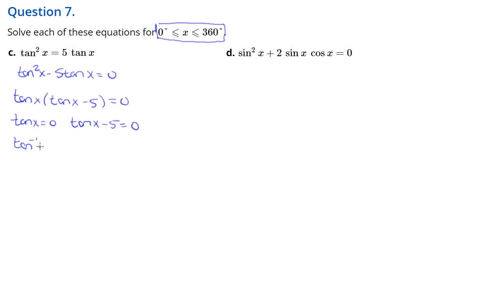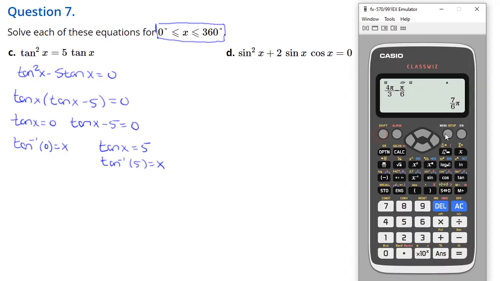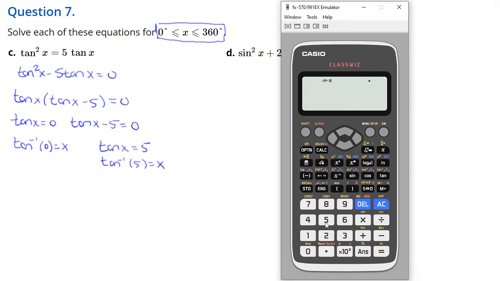So this one is going to be inverse tan of 0. And then this is going to be the inverse tan of, well, got to get 5 on the other side, so it's going to be inverse tan of 5 is equal to x. And now I go to my calculator. I make sure that I'm in degrees, which I wasn't in. And I put in the first one. That's going to be 0.